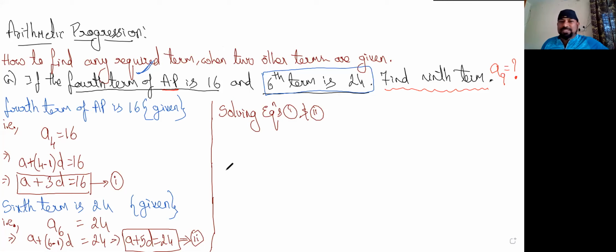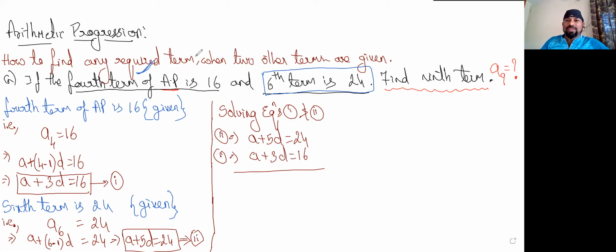According to me, the sixth term is the bigger one, so the second equation I kept on the top. That is A plus 5D is equal to 24. Now the first equation I'm keeping at the bottom: A plus 3D is equal to 16. Now let's solve both the equations.